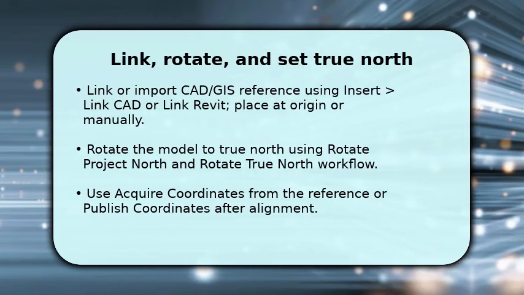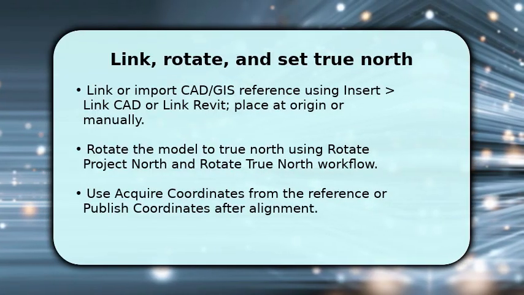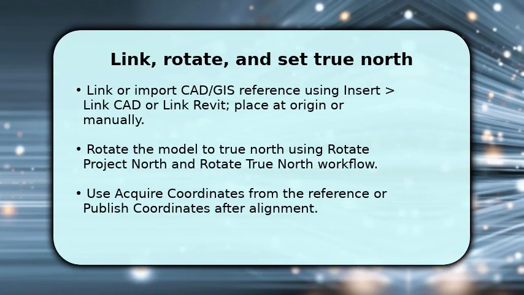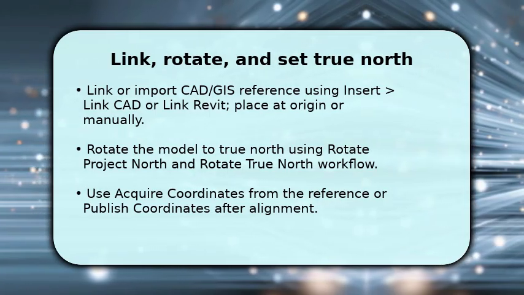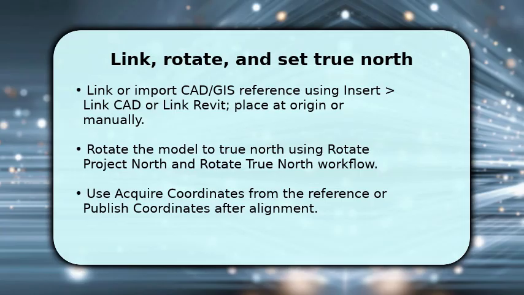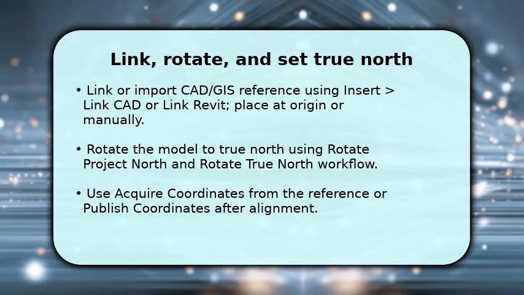Use Project North for documentation and True North for site orientation. After alignment, use Acquire Coordinates if you want your model to adopt the reference's surveyed coordinates, or Publish Coordinates to push your model's position out. Make sure to check both project and shared points to confirm consistent placement.